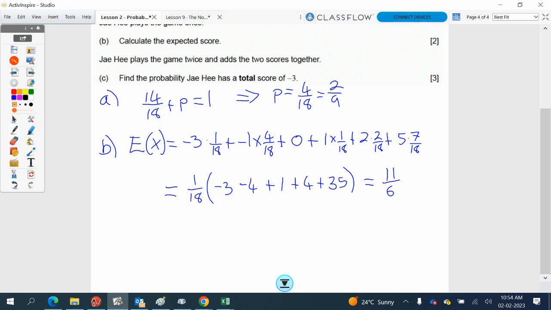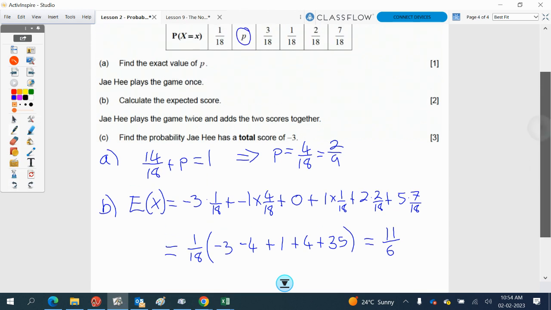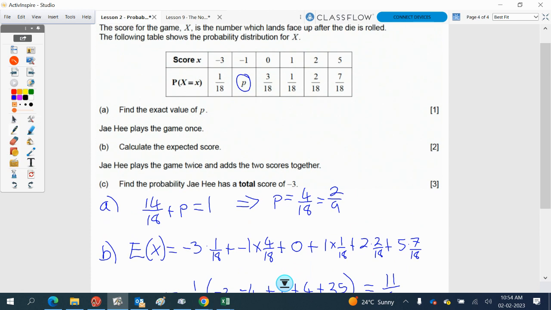JD plays the game twice and adds the two scores together. Find the probability that he has scored -3. Ooh, a bit more problem solving this time. If we look at the scores, he's played it twice, so he's got 2 scores. How many different ways can we get -3? What would he have to get for -3?